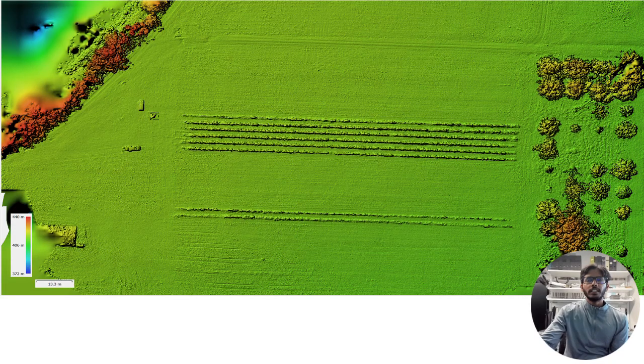This is the digital surface model representing the elevation of everything captured, that is, ground, vegetation, and structures. Higher elevations, including tree clusters and vine canopy, appear in warmer colors, while lower areas remain green. This surface is essential because it preserves the full 3D structure before separating vegetation from terrain.